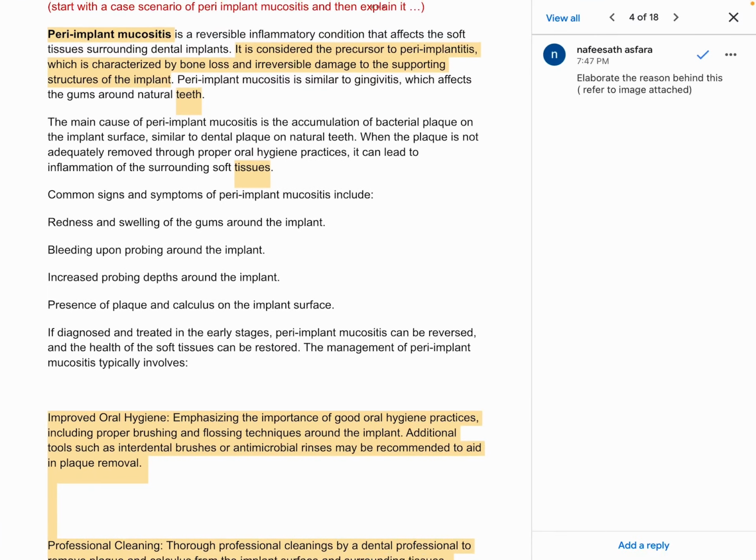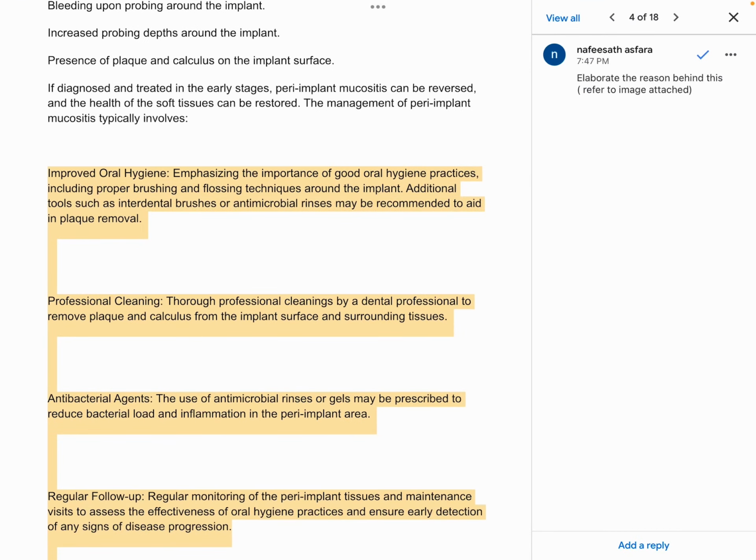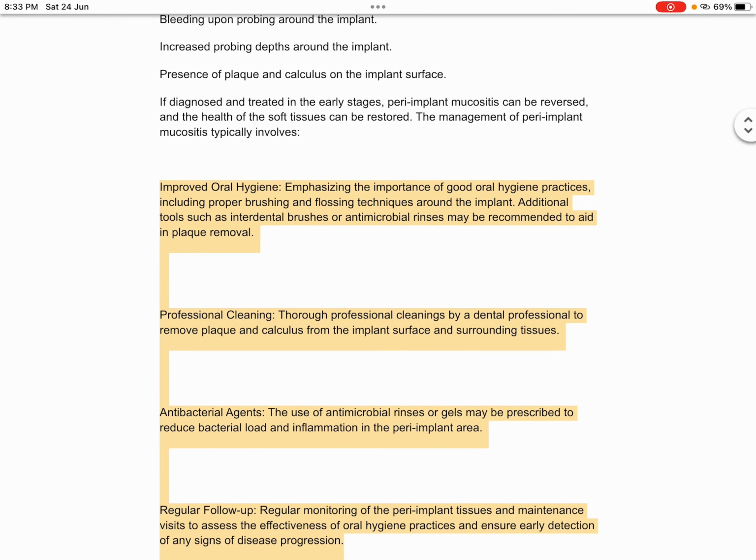Then here it is better to avoid the headings. You could have converted it into sentences.